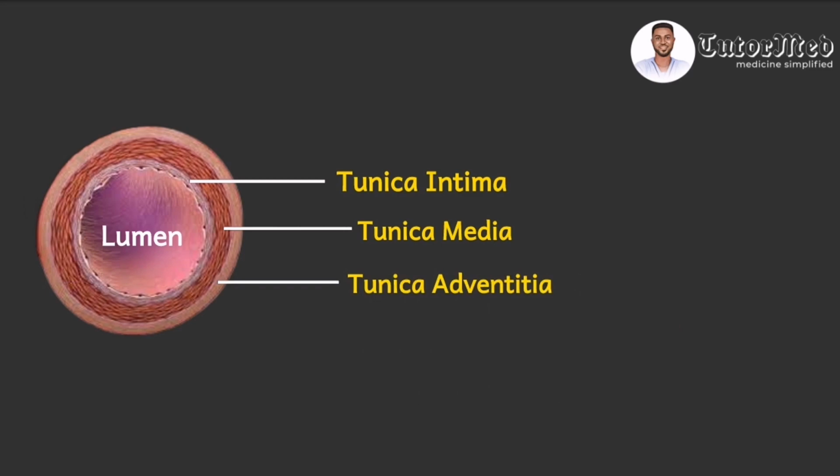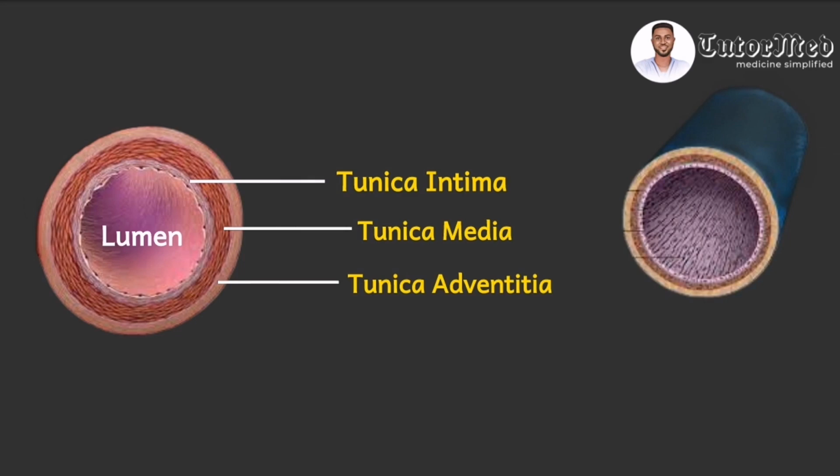And so that is for the arteries. Then this is a picture of a vein. Again, it also has 3 layers, and that is the lumen, the space through which blood flows. And so the vein also has a tunica intima, which is the innermost layer, a middle layer, the tunica media, and then an outermost layer, the tunica adventitia.